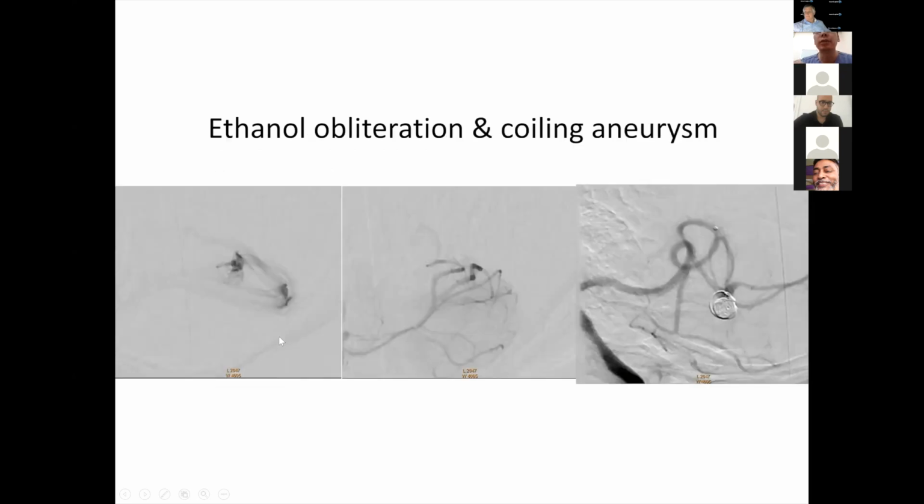This is the procedure I performed. First, I use Onyx to obliterate the nidus. You can see the early filling of the draining vein doesn't appear anymore. After that, I withdraw my microcatheter into the aneurysm sac and put some coils to occlude the aneurysm and keep the parent artery patency.